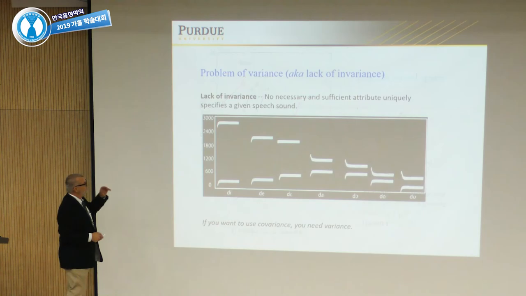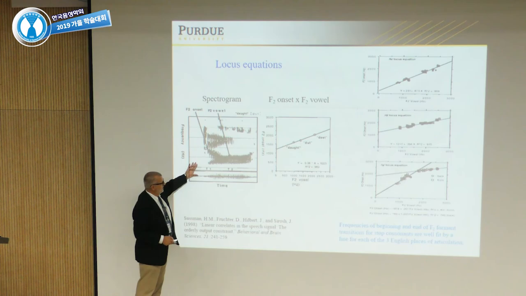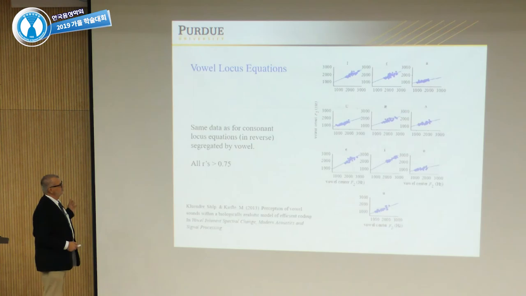We know about the lack of invariance, but we also know from people, well, it began with Pierre Delattre and then the work of Harvey Sussman and his colleagues. In fact, things like place of articulation can be well captured by covariance structures.